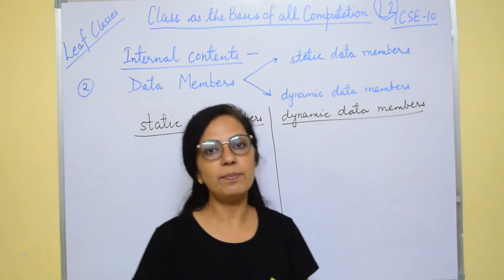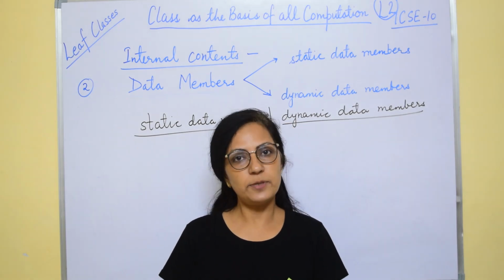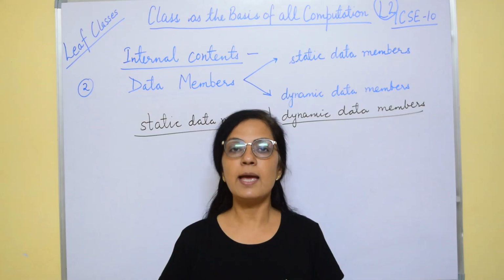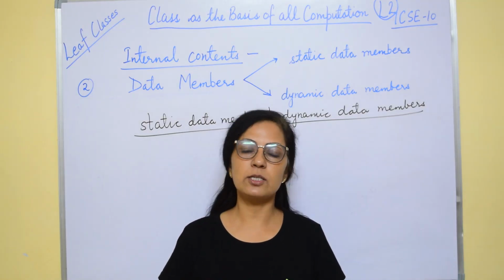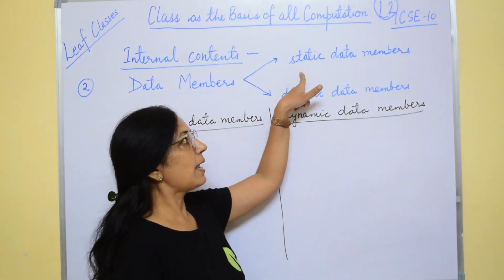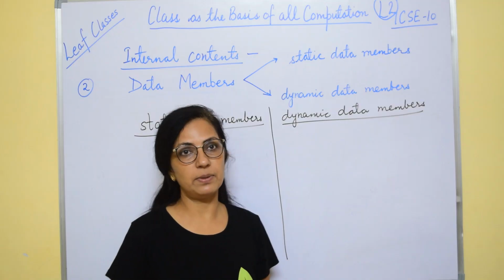These are the variables only. In Java we call them data members. In object-oriented programming concept, the main focus is on object, and we declare the attributes of these objects using data members. Now if we talk about data members, we have 2 data members, static data members and dynamic data members.